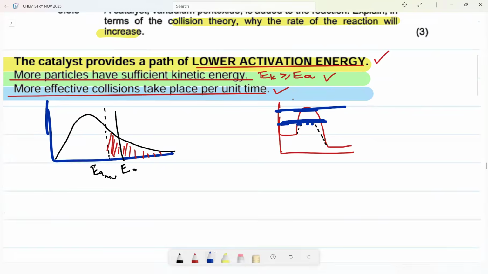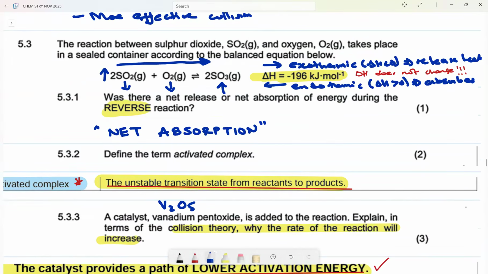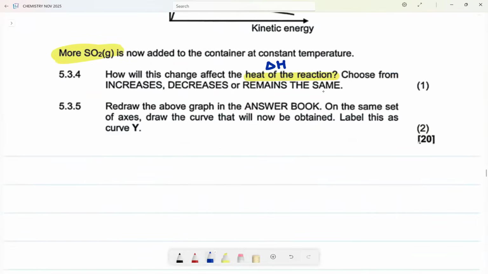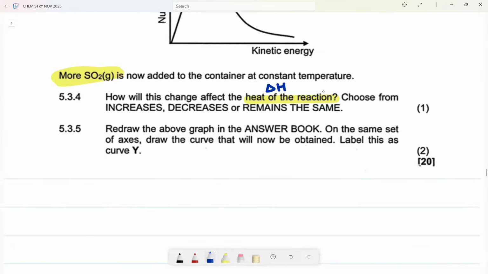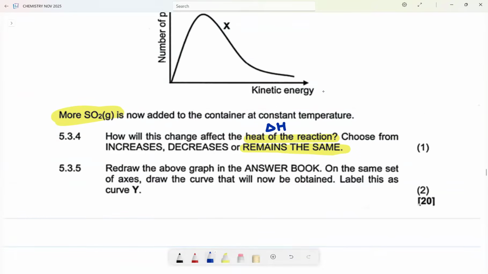Now, remember we are given that the heat of the reaction is this one. The heat of the reaction remains unchanged whether the forward or reverse reaction is favored. So the answer is that it remains the same. I'll explain this, it's confusing. People will say increase because we are favoring the forward reaction, which is exothermic, and an exothermic reaction releases energy. But in this case, they are not asking us about the temperature.